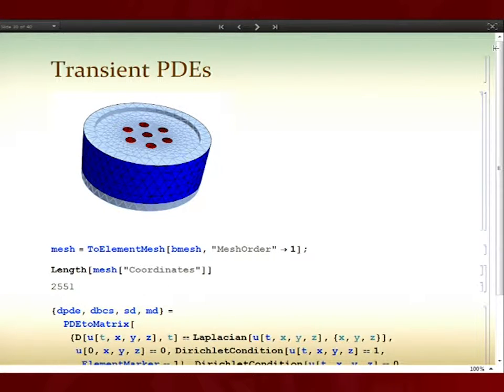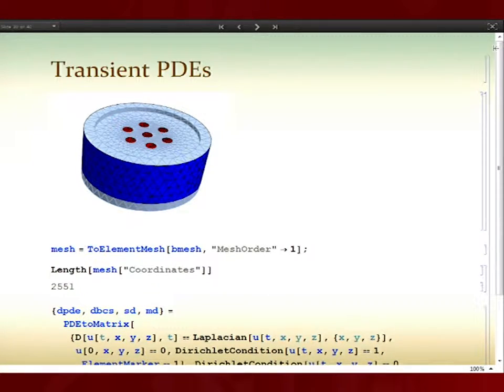Transient PDEs. So here I have, OK, this comes from a chemical application. You see the red dots here, that's where a voltage is applied, and the blue part is where another voltage is applied, and you try to measure the voltage across this object. The application is not that important. So we have a mesh. We generate a mesh out of that, and this has about 2,500 degrees of freedom. That's going to be important in just a second.